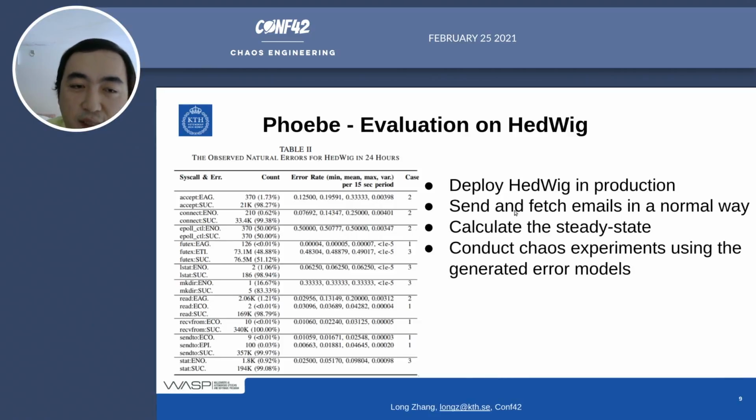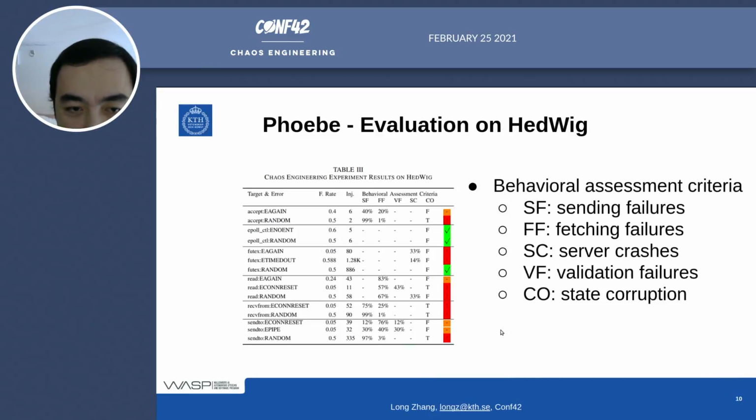And then we can keep injecting different kinds of invocation failures, and then we try to send and fetch emails again to see how Hedwig behaves. And this is the result. So based on the result table, Hedwig does have different capabilities for bearing these injected errors. Some injected invocation errors directly crash the server, or cause state corruption. This means even when we turn off the error injection, the email server still behaves incorrectly. But for some of the system call invocation errors, Hedwig is quite resilient. Even when we keep injecting these errors with a relatively larger error rate than the original one, Hedwig is still resilient and provides the correct functionality. So these are some findings of the experiment on Hedwig.